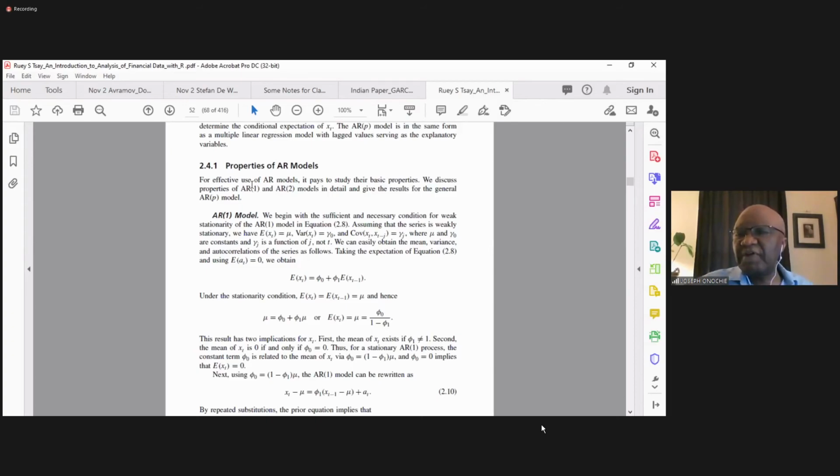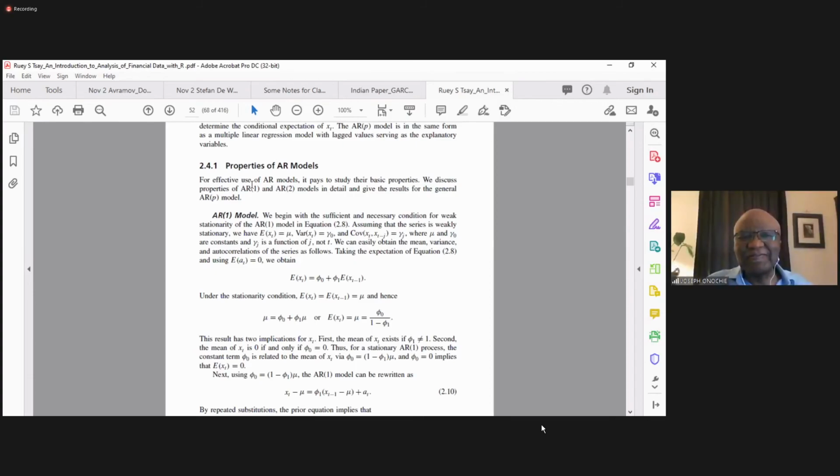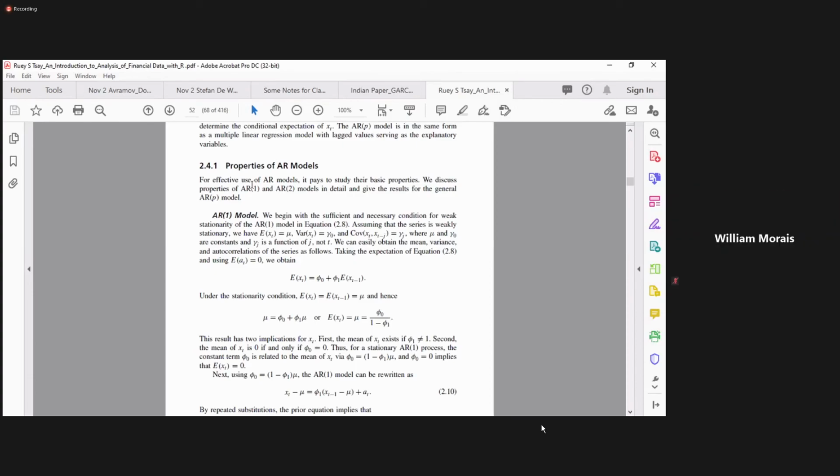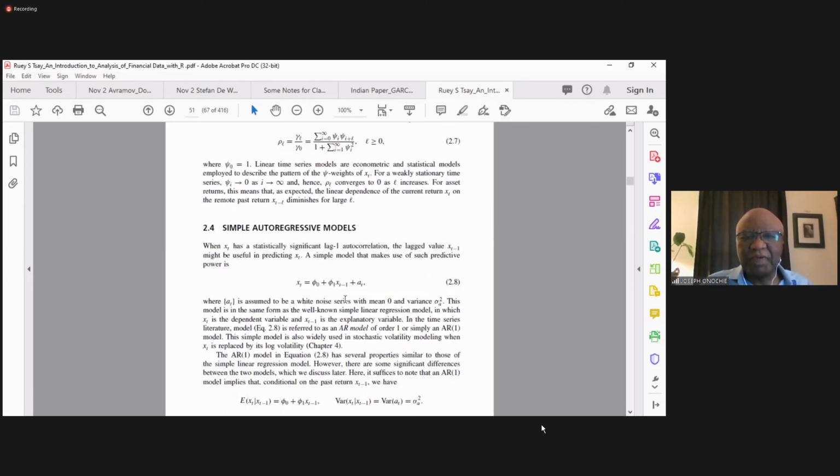William Morris, you have your hand raised. Yeah, Professor. So the mean and the variance of the white noise model is different than the mean and the variance that we're going to get? Of course. But are you surprised? Well, I figure since all we're doing is adding variables to the white noise model, I thought it wouldn't change much. Exactly. But look here, look at equation 2.8.